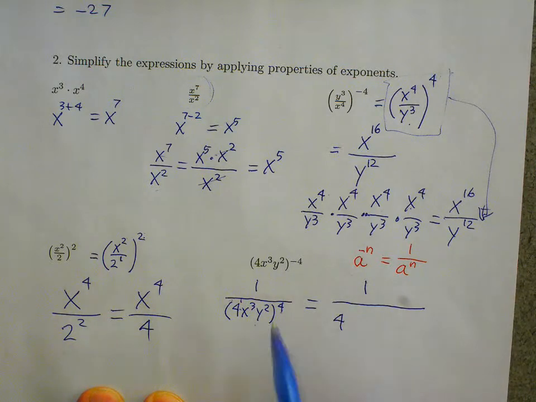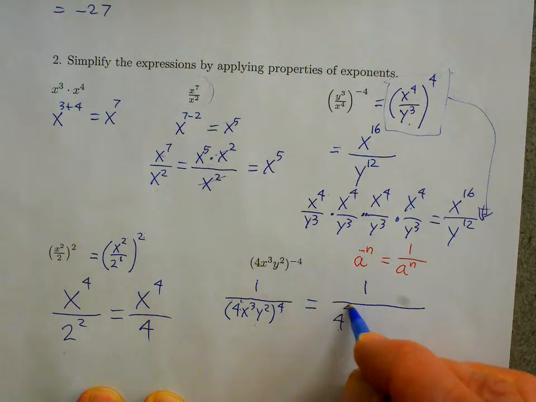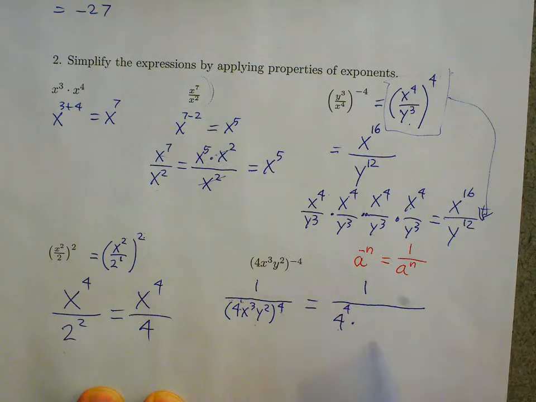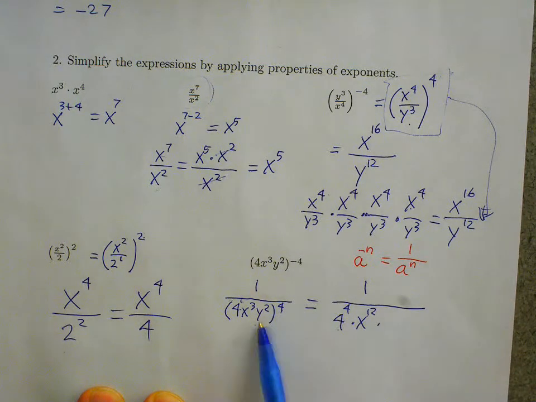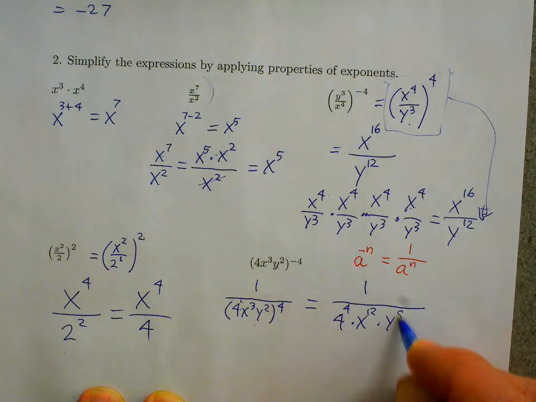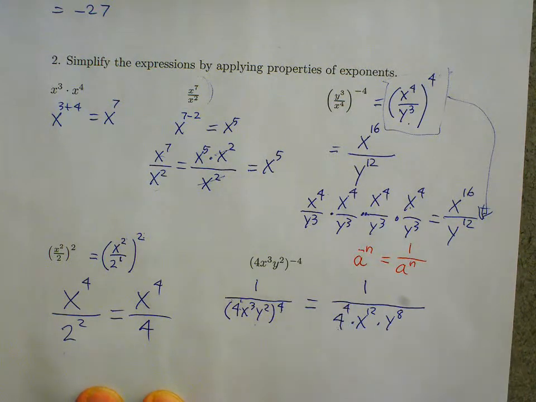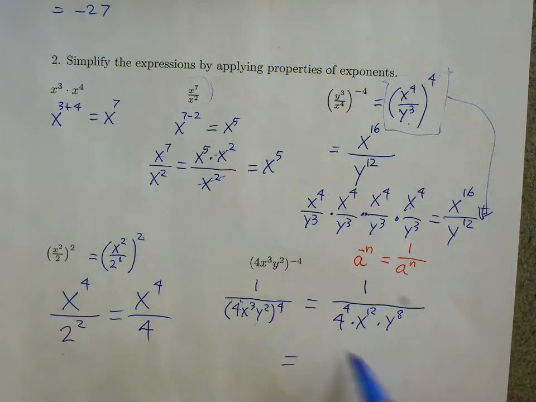So we get 4 to the 4 times 1, or 4 to the 4th. And then x to the 4 times 3, multiply the exponents, we get x to the 12th. And then y to the second to the 4th is y to the 4 times 2, or y to the 8th. And then 4 to the 4th is just 256. So we'll write 1 over 256 times x to the 12th times y to the 8th.